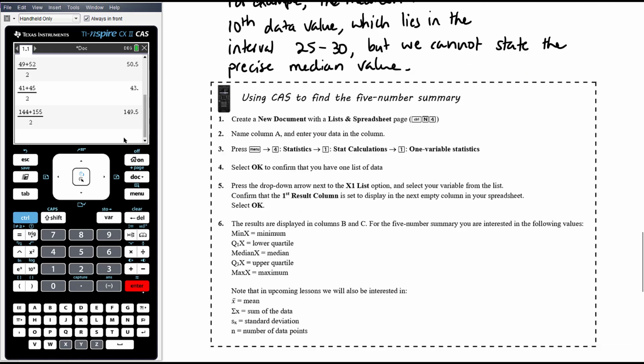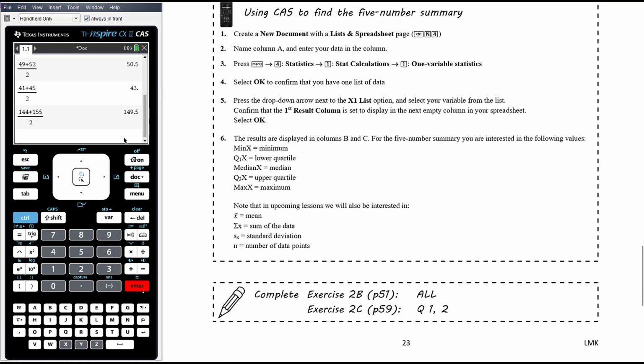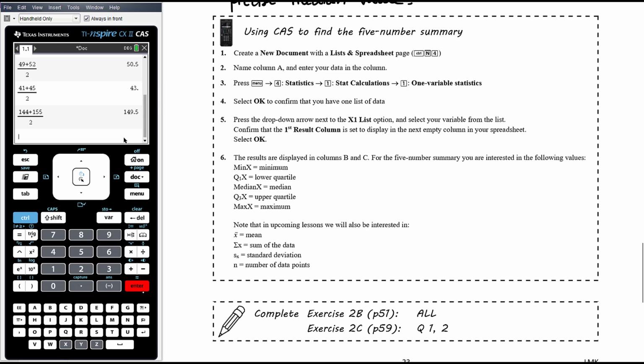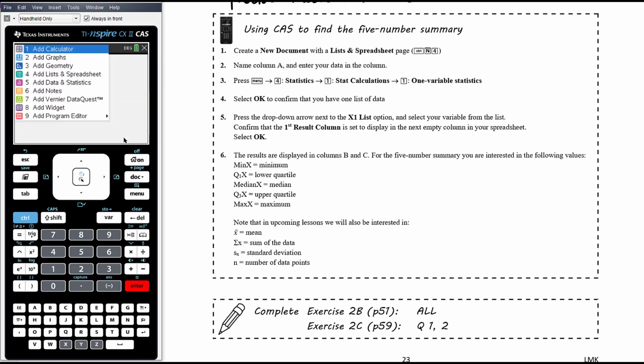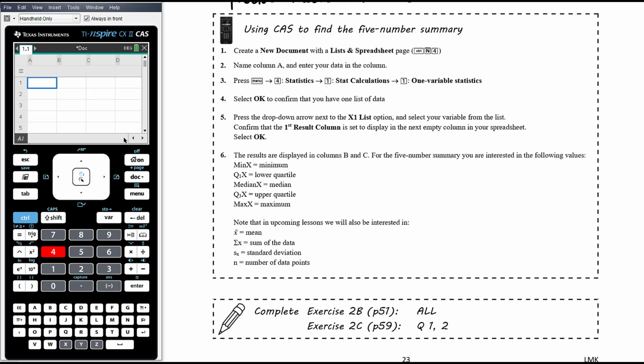Okay, just to finish off, let's have a look at how we find the 5-number summary with the CAS. So we're going to again create a new document. Now I've only got a calculator page here, so I could probably just insert a lists and spreadsheets page, but it's always a good habit to regularly create new documents. No, I don't want to save my unsaved document. And then I want a lists and spreadsheets page, which is 4. We're going to name column A. Just going to call it data.